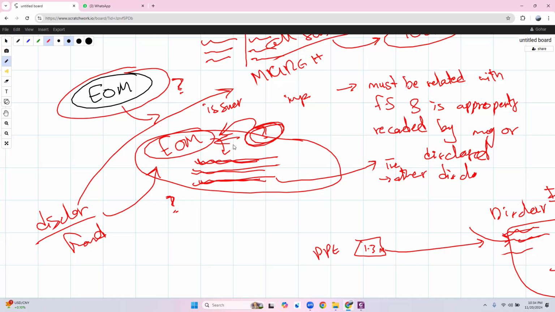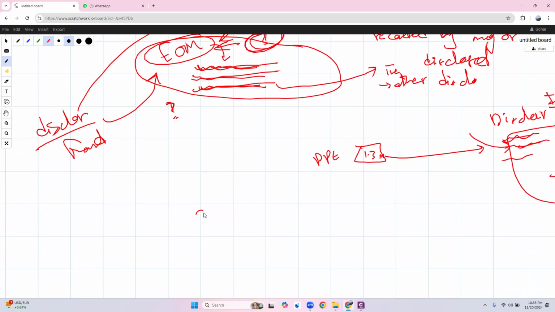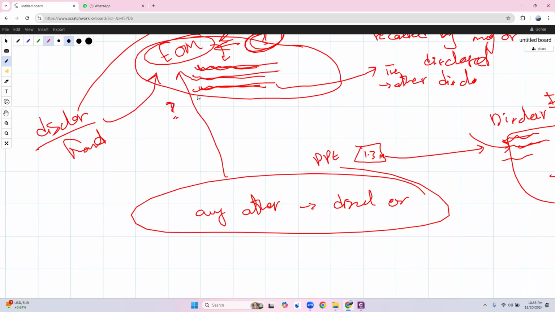Okay. So remember this very important thing. Any uncertainty relating to going concern which has been properly disclosed, we can only include a paragraph for it. But any other thing within the financial statements that is properly disclosed or recorded, if an auditor wants to emphasize that, the auditor will include an EOM paragraph.